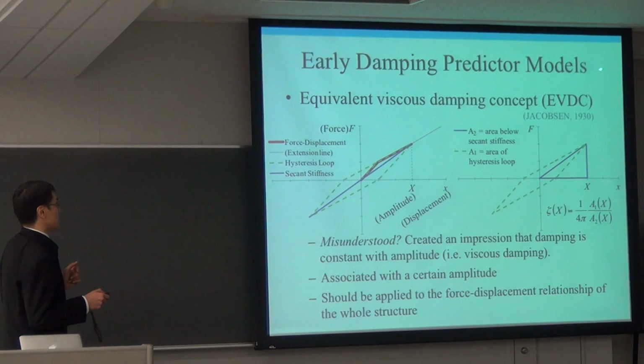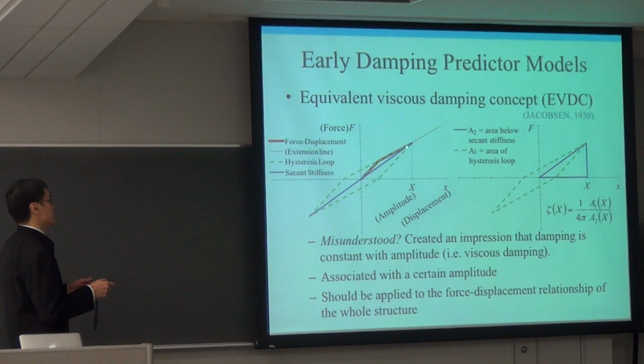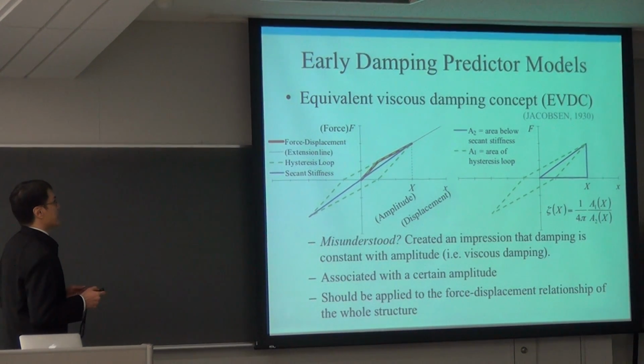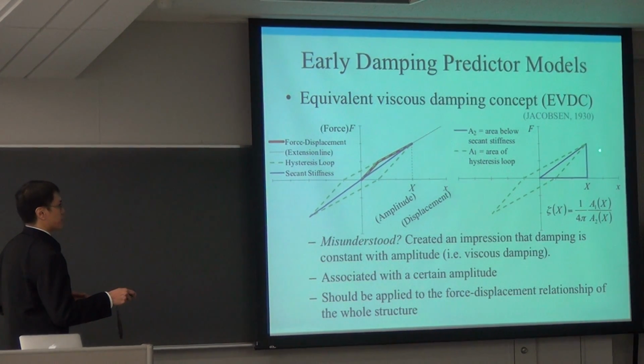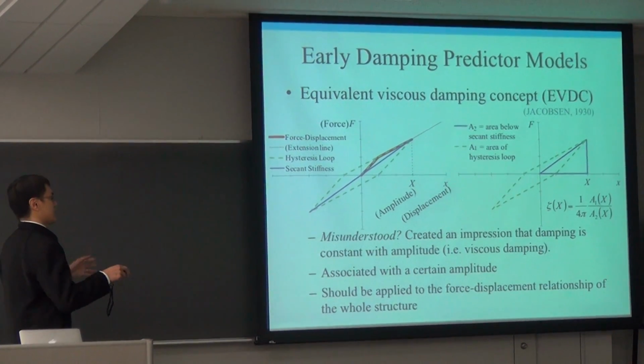So it's rather simple. For example, if we have a force displacement relationship, let's say of the structure or certain parts of the structure, such as this red line, at a certain amplitude x, under cyclic motion, a loop will be formed. It's called the hysteresis loop. And then we take the area of that loop as well as the area of a triangle underneath the second stiffness or second modulus up to that point corresponding to the amplitude. Take a ratio of area.